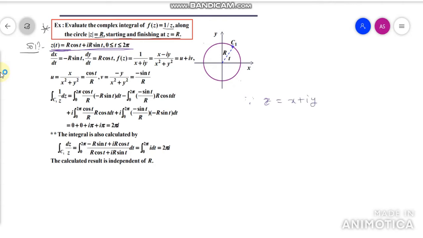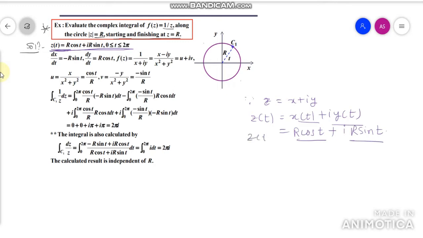Okay. In the solution, since here z is equal to x plus iy, so z of t becomes x of t plus i y of t, but x of t is nothing but r cos t. This is the polar form of equations. y of t is nothing but r sin t. Okay, this is the polar form, this is the Cartesian form.